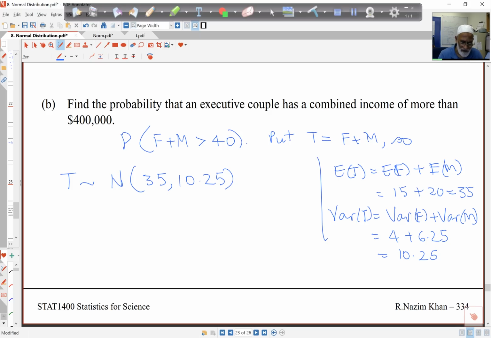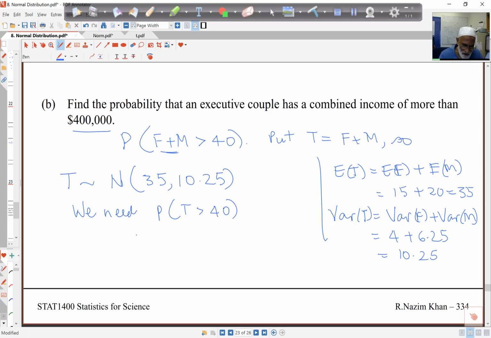So what I'm after is the combined income of more than 40,000, because these things are in tens of thousands. What that becomes is the probability that T is bigger than 40. Be careful of that. So replace the F plus M by T.